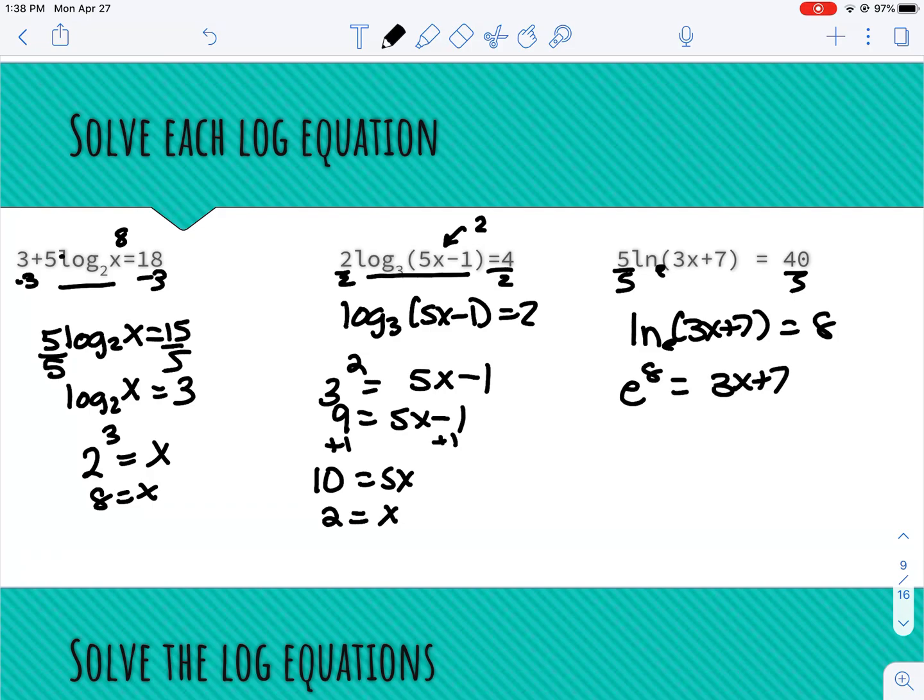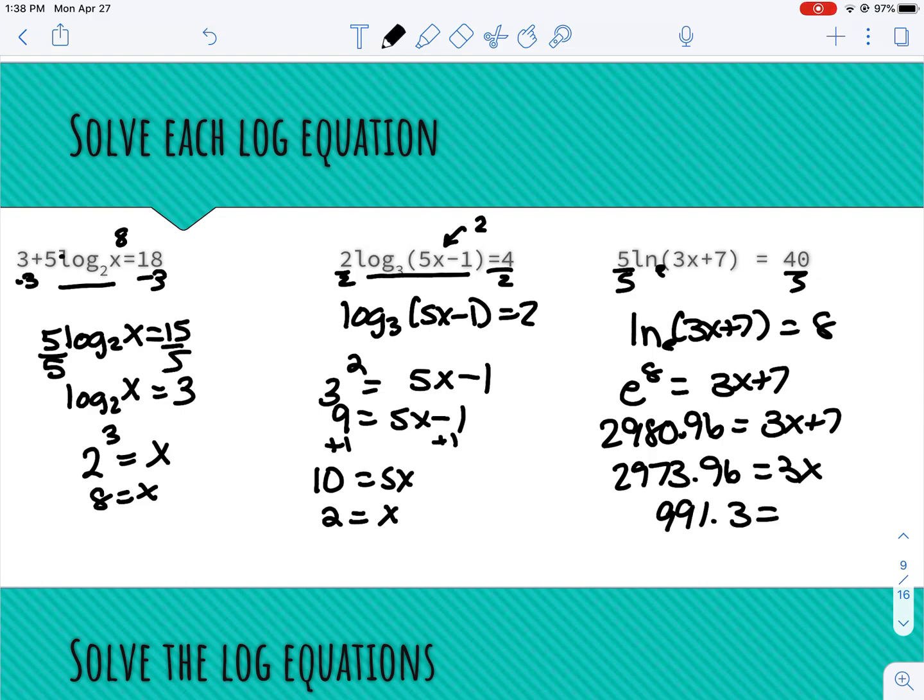And I can then rewrite e to the 8th. E to the 8th is probably a really big number that I don't know off the top of my head. So let's go 2980. See if we subtract that 7. And then we would have to divide by 3.